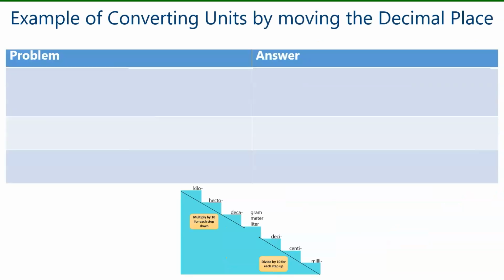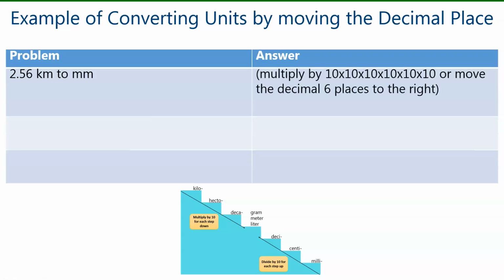Now let's look at a few examples of converting units by moving the decimal place. Our first problem asks us to convert 2.56 kilometers to millimeters. So if we look at the staircase, we notice that we are moving down the staircase and we need to multiply by 10 for each step down. So we're going down 1, 2, 3, 4, 5, 6 steps to milli. So we need to multiply by 10 to the power of 6, or multiply by 10 six times. So our answer, 2.56 kilometers to millimeters, is 2,560,000 millimeters.